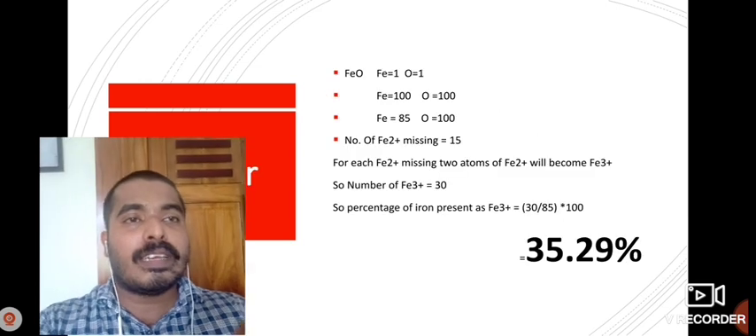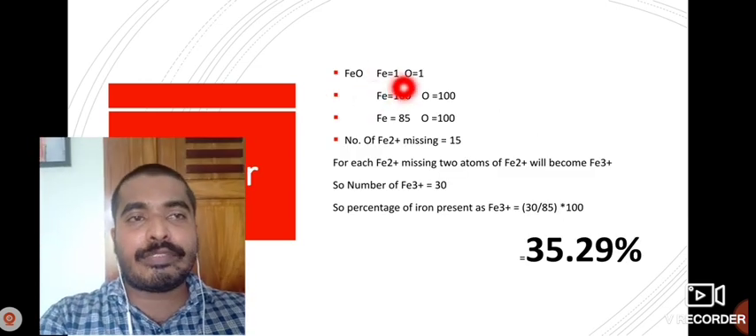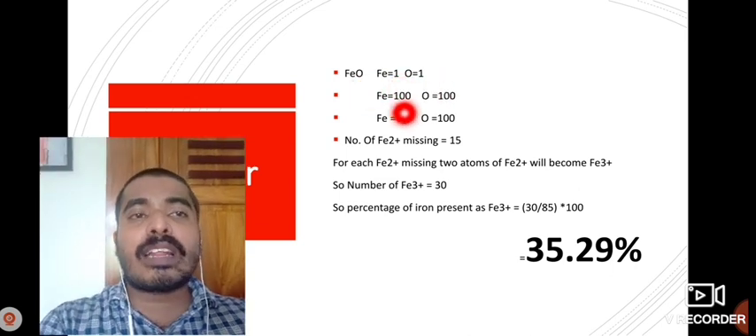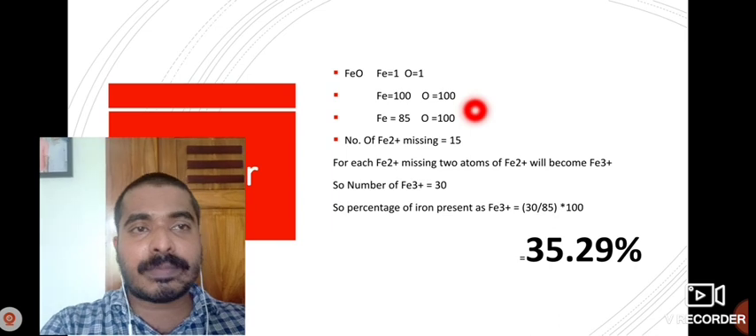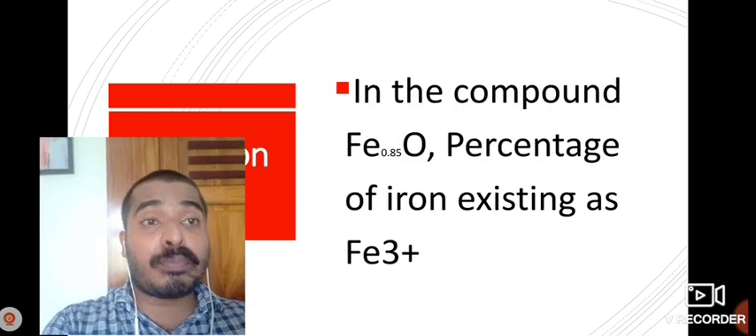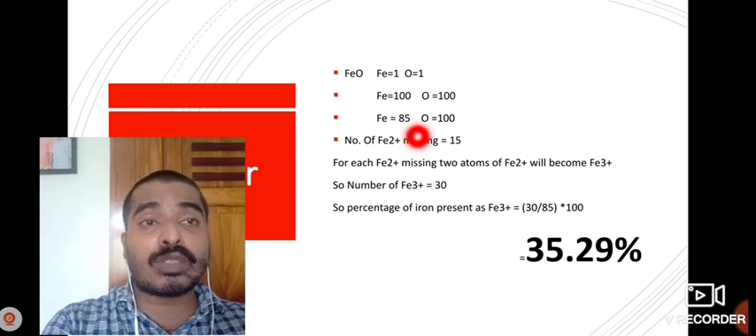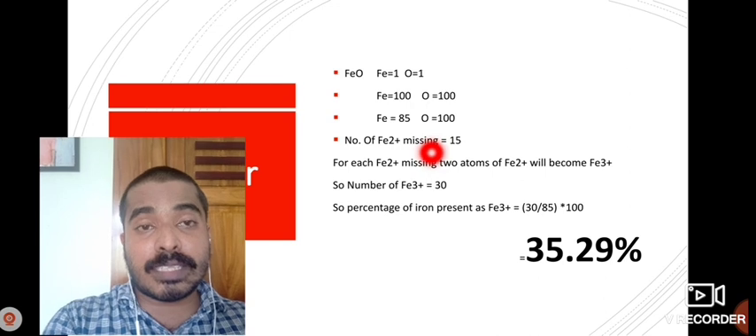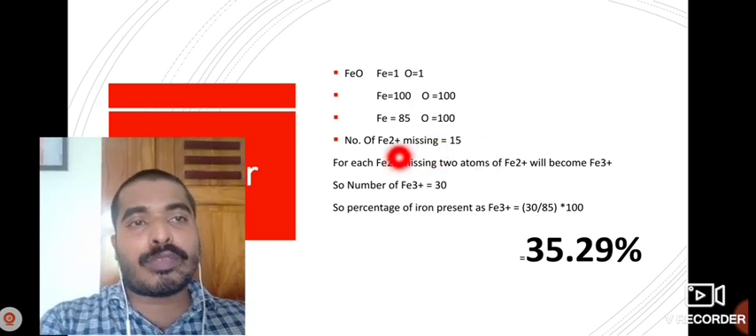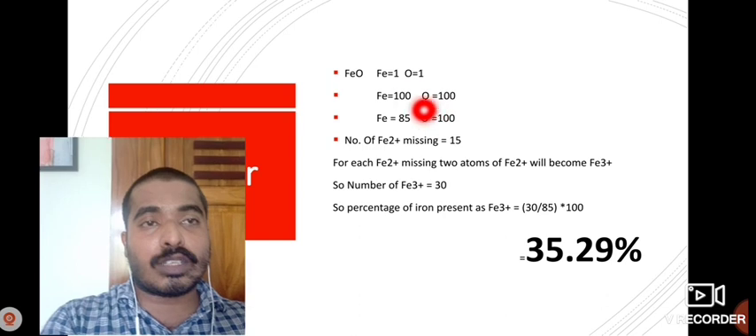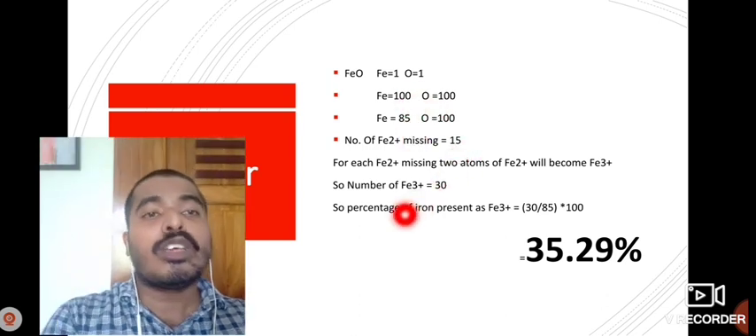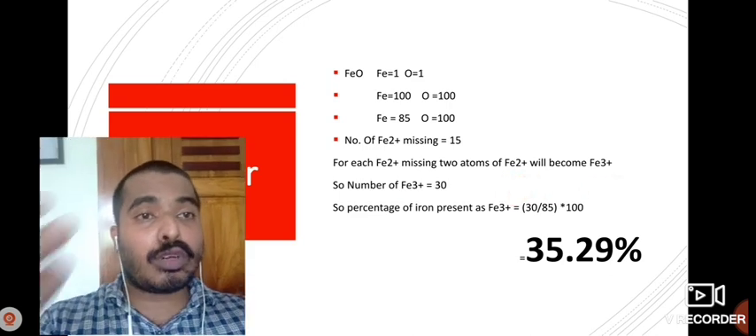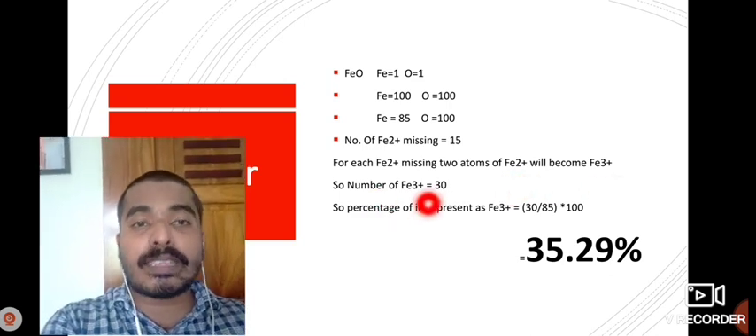Now let's see. First let's take FeO, that is Fe equal to 1, O equal to 1. For 1 mole FeO means 1 mole Fe and 1 mole O. If there are 100 Fe atoms, there will be 100 oxygen atoms. Simple logic. But here it is Fe0.85O, so the ratio is 85 and 100. Fe85 and O100. So the number of Fe2+ missing is 15. There is no 100, only 85 is there. 15 is missing. For each Fe2+ missing, two atoms of Fe2+ will become Fe3+. I already told you. So the number of Fe3+ will be 30.